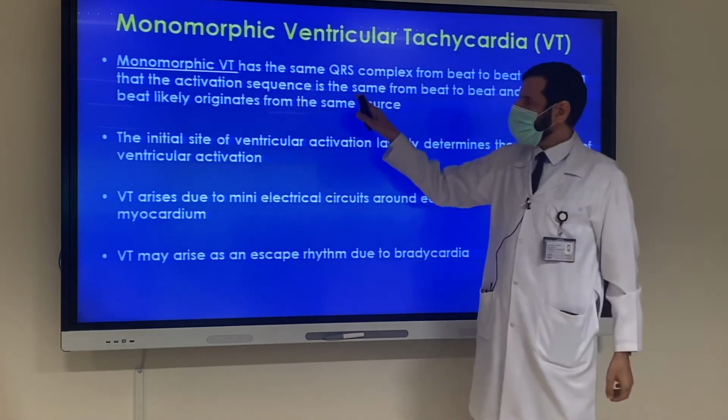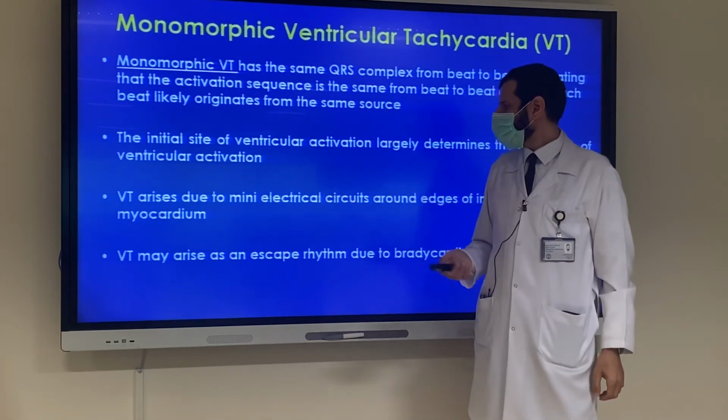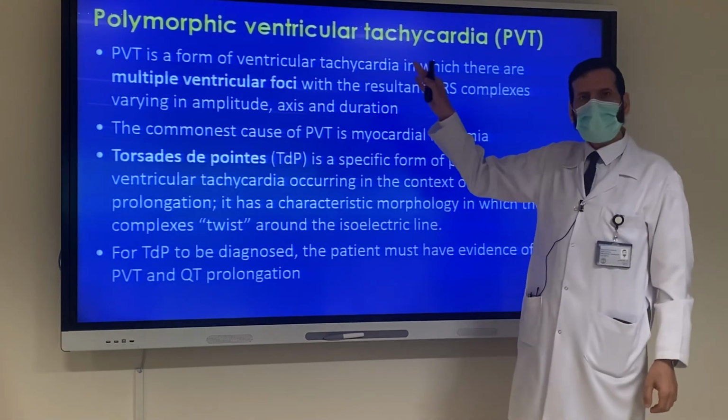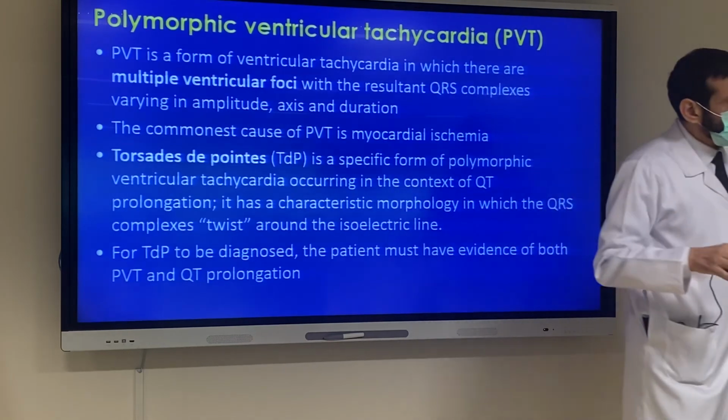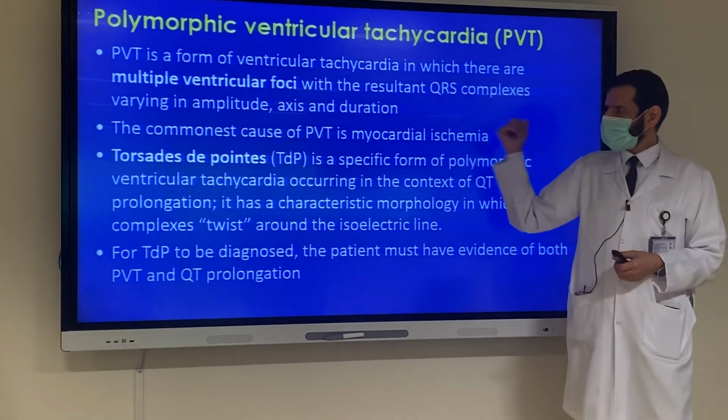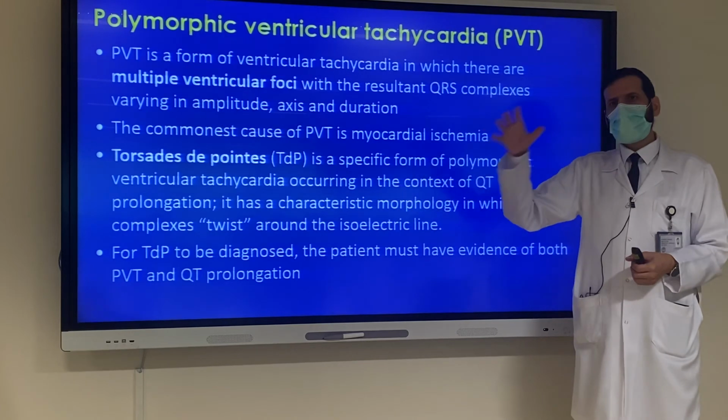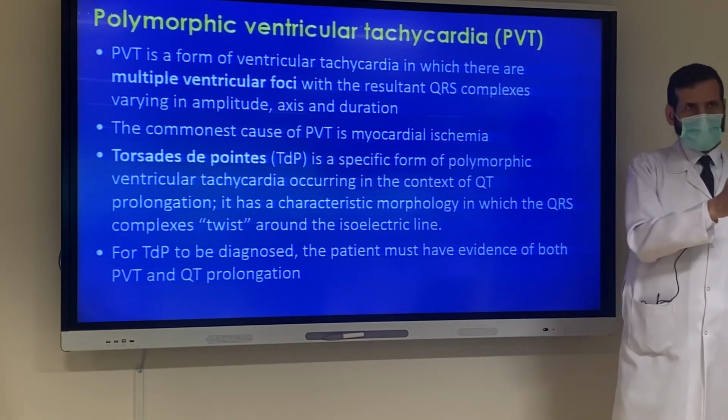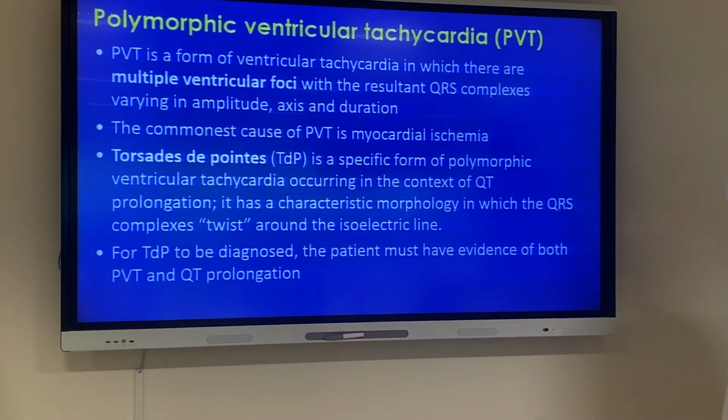Monomorphic just indicates that it is coming from one source. I showed you that; you don't need too much about this. Polymorphic means different morphologies. One part of it is torsades. I showed you an example of torsades, and this is a special condition when the patient has long QT, which could be congenital long QT, or acquired, like medications causing long QT, or electrolyte problems causing long QT. Then they develop polymorphic VT.